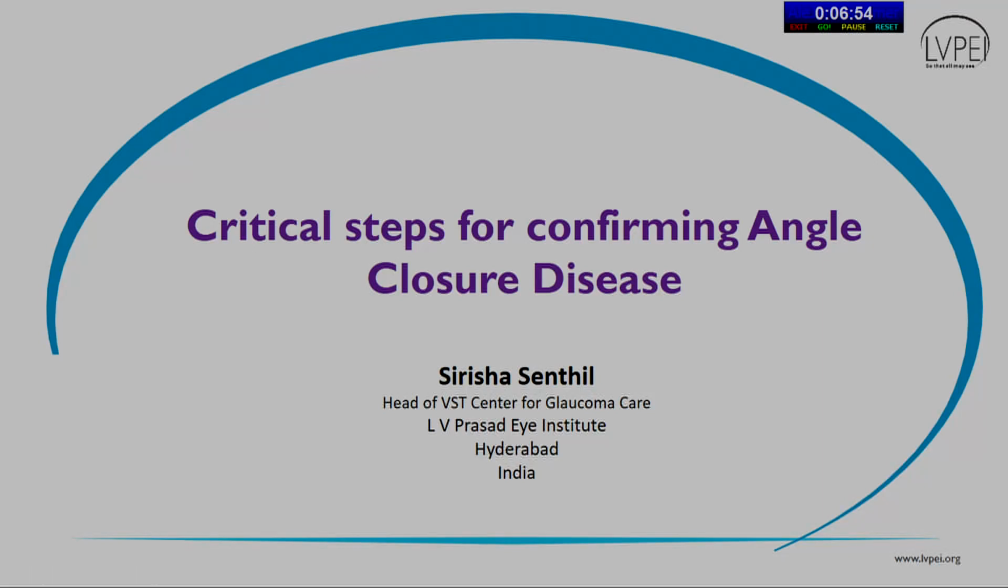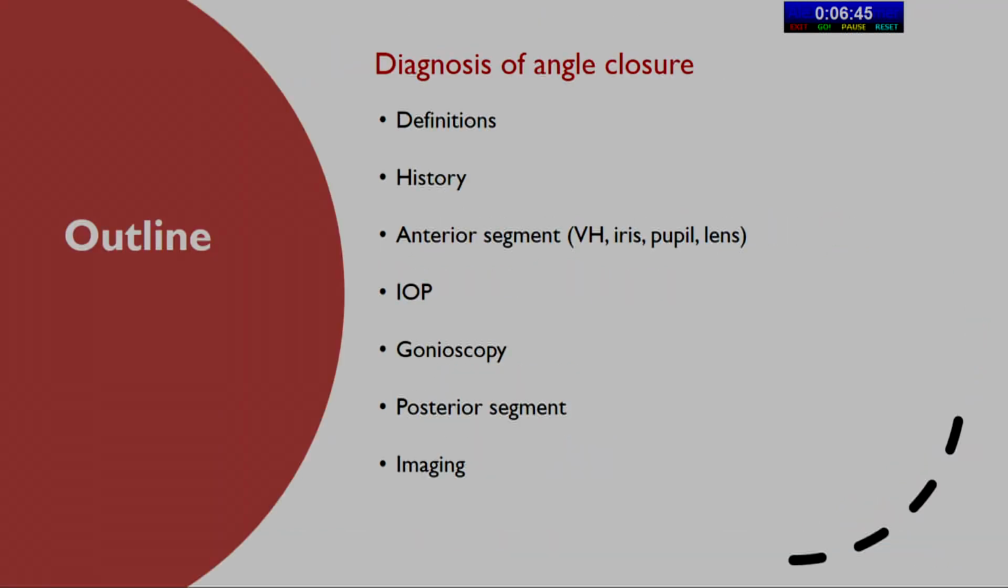So this was supposed to be given by Dr. GC, so let me see how I can justify his talk. Critical steps for confirming angle closure disease. I think this is the most important one.